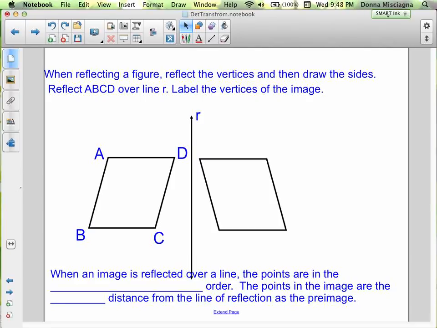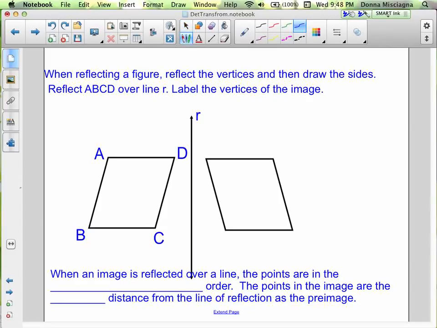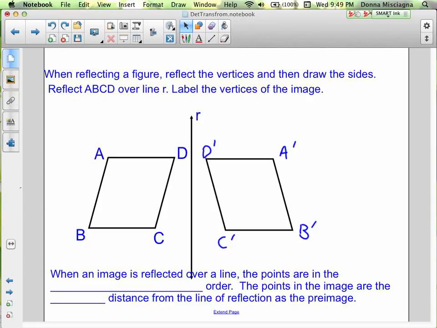Notice that points D and C on the original are closer to the line of reflection than A and B are. And so likewise, D prime and C prime will be closer to the line of reflection, and A prime and B prime will be farther away. So notice that when an image is reflected over a line, the points are in the reversed order. You have this in your notes. Let's fill in the blanks.